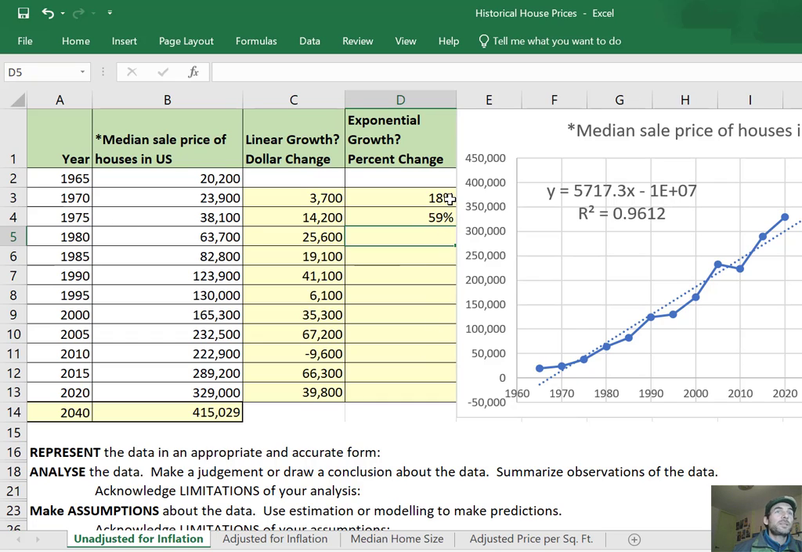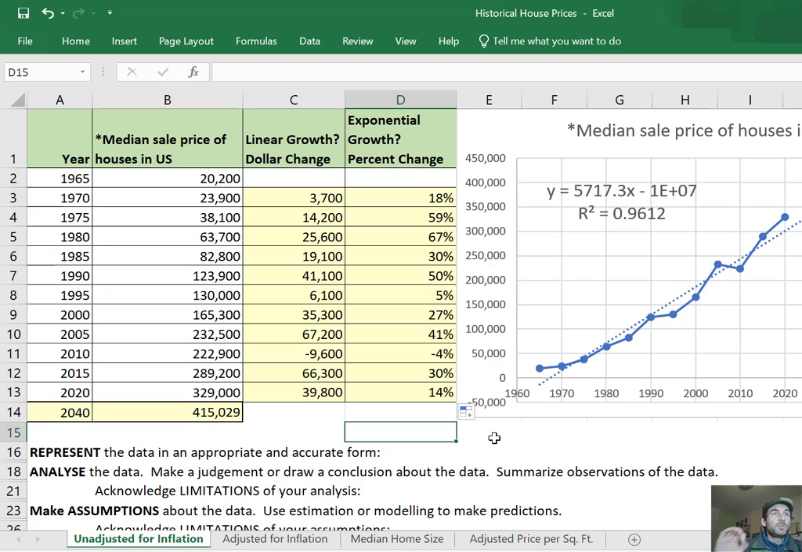You can do that, but the best thing is to use the autofill feature on Excel. Click here, go to the bottom right corner, get a little black cross or maybe a little target or something. Left click, hold it, drag all the way down and release. And there's our percentage changes every 5 years.